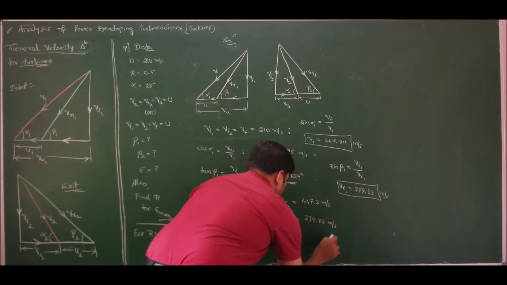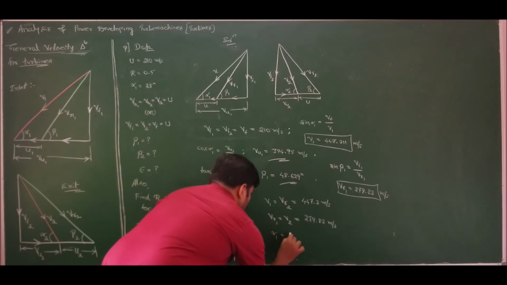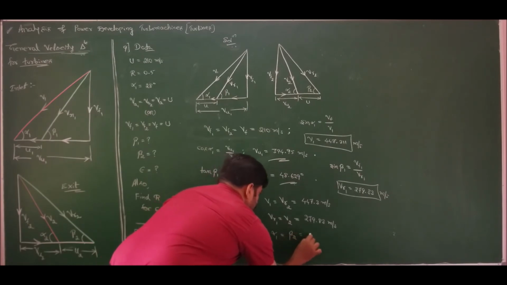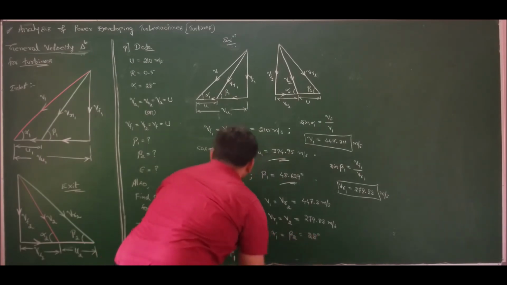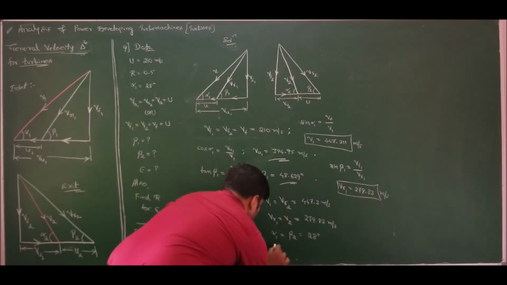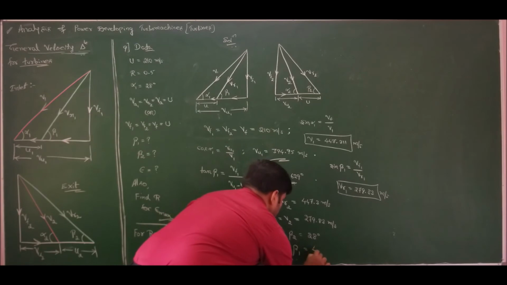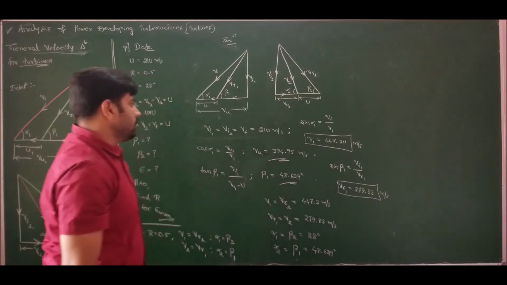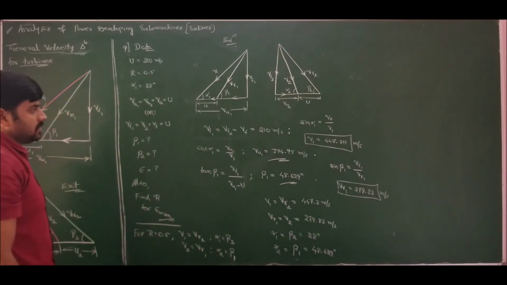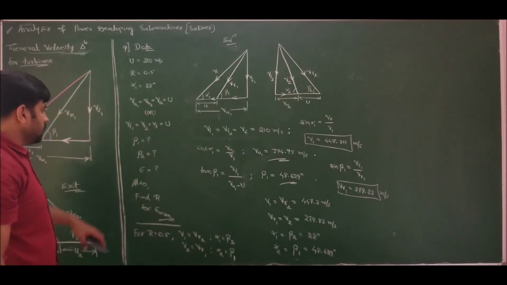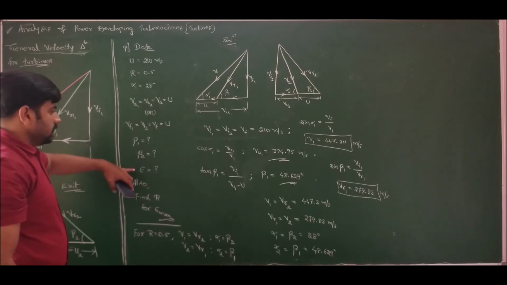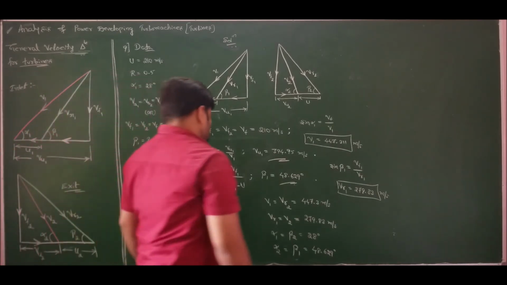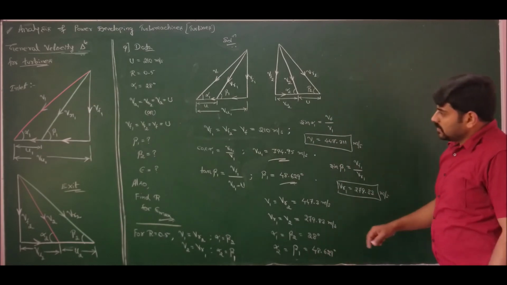So VR1 is equal to V2 is equal to 279.83 meters per second. Alpha 1 is equal to beta 2, which is given as 28 degrees. Next we have alpha 2 is equal to beta 1, which we have calculated as 48.629 degrees. Vf is constant, which is 210. So we know all the values. Directly we can calculate the utilization factor. Beta 1 and beta 2 we have done.